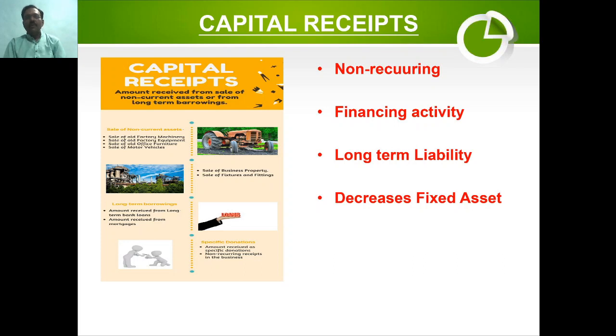When we borrow a loan, it is basically for financing activity and it is non-recurring in nature. So what is happening in this case? In case of capital receipts, it is not that we receive it daily, as borrowing a loan or selling a fixed asset is occasional, it is non-recurring and it is a financing activity. So these are examples of capital receipts.